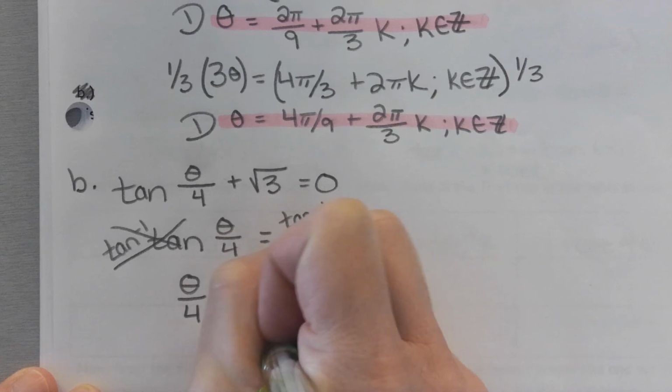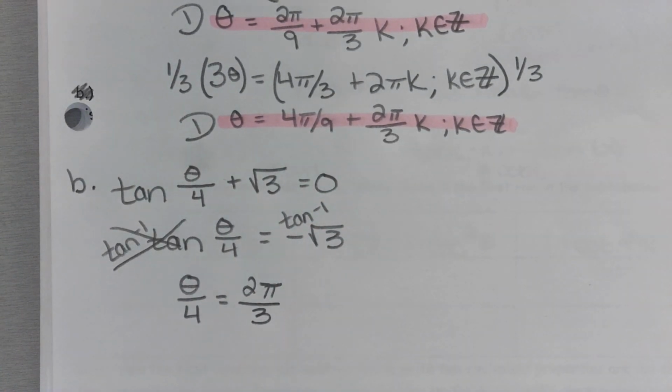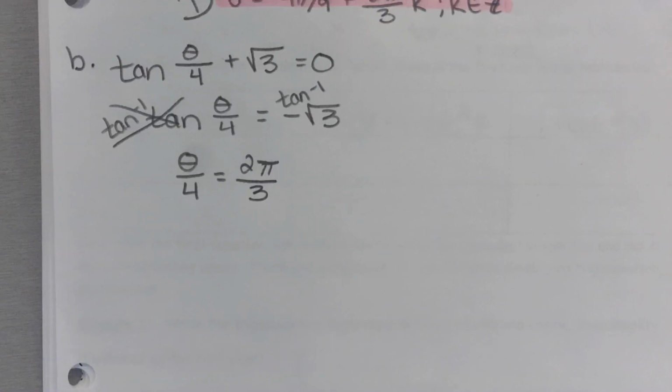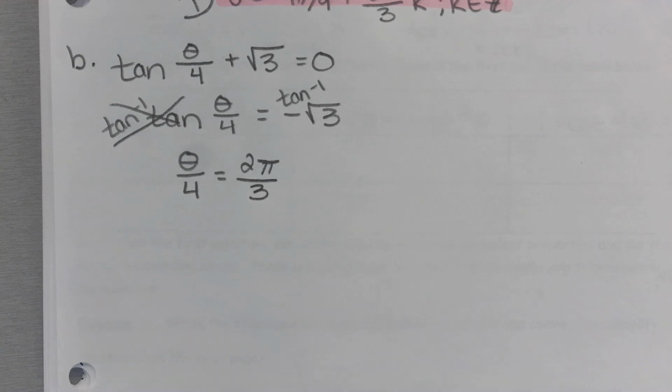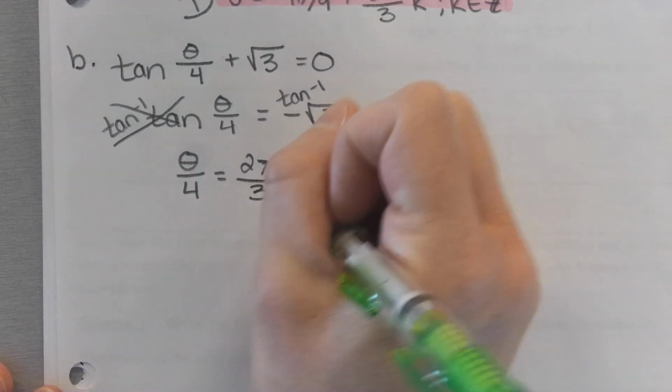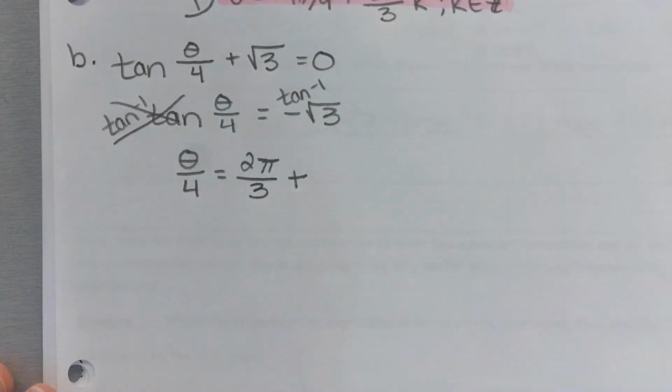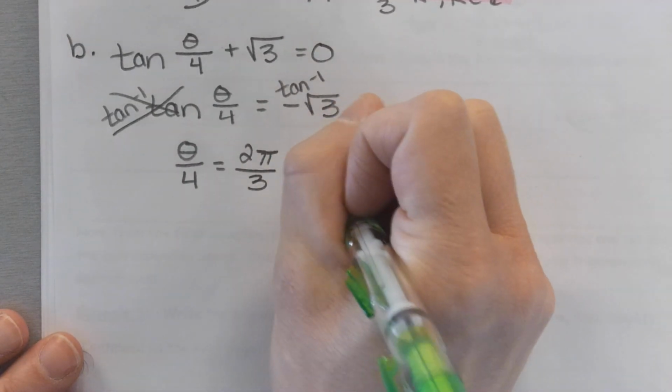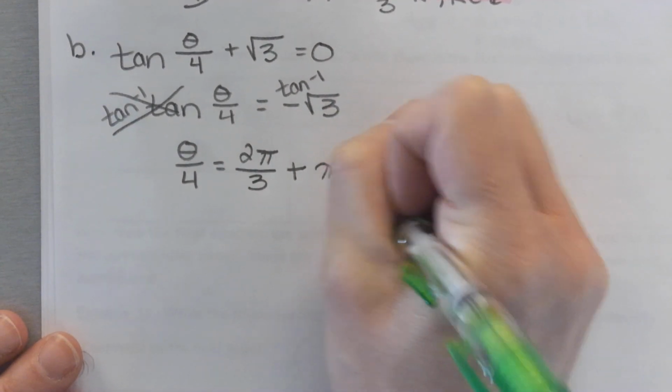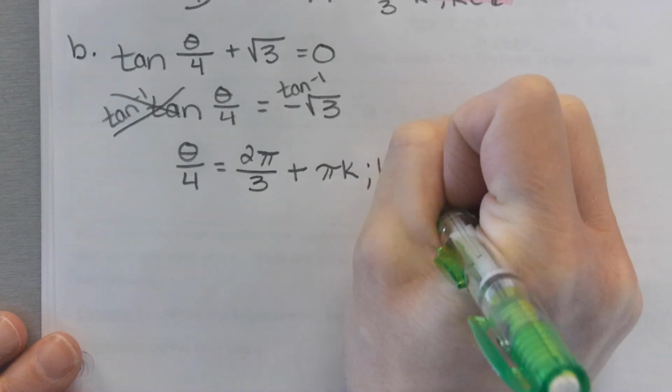And if you're not a believer, or if you're just not sure, you would go to your unit circle, go to this location, and do your sine divided by cosine, and it is going to give you negative root 3. So if you are not a believer, do that, and you will see that, yep, we're right. Okay, what do I put with it, though? Plus pi k, because it's tangent, where k exists in the set of integers.